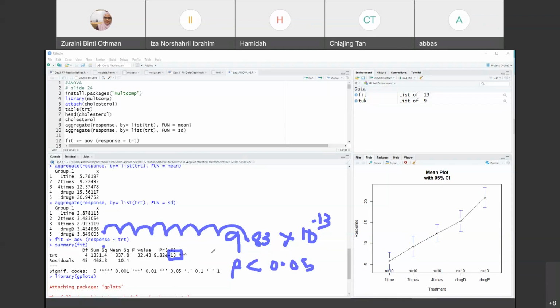Okay, so it is more or less 0.01, which is significant enough to provide evidence that the 5 treatments are not all equally effective, meaning that their effectiveness is not equal. They have variance between the treatments.